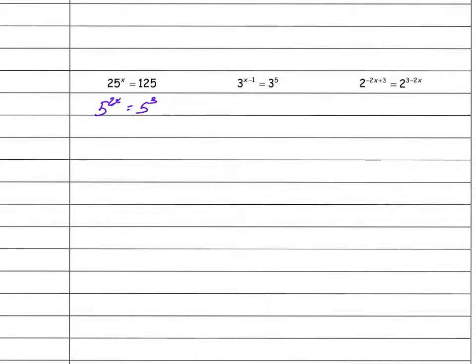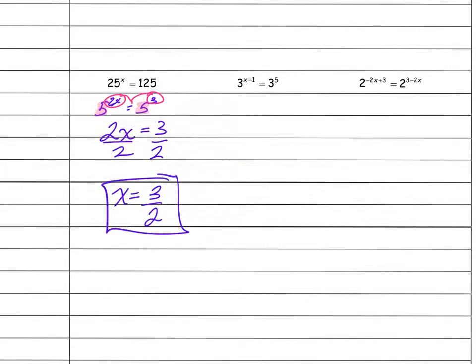Now, the rule says for exponents, if the bases are the same, these are equal to each other. So that means that I can say that 2x equals 3, and I divide by 2. So x equals 3 halves. Answer cannot be 1.5. I just want to say that. No decimals, no rounding, fraction form. Wanted to make sure I got that out there.